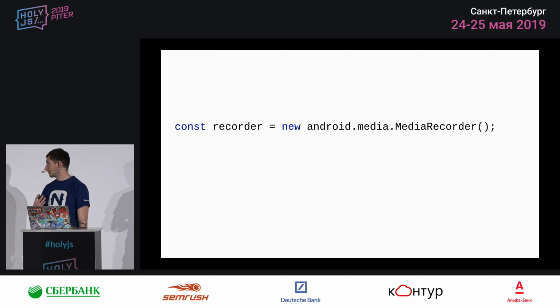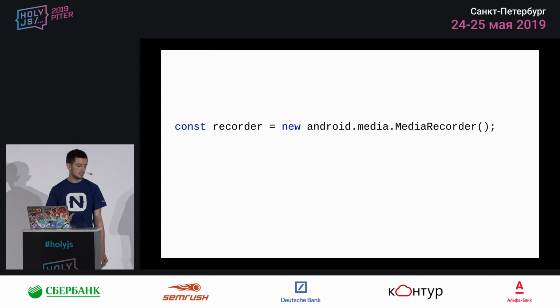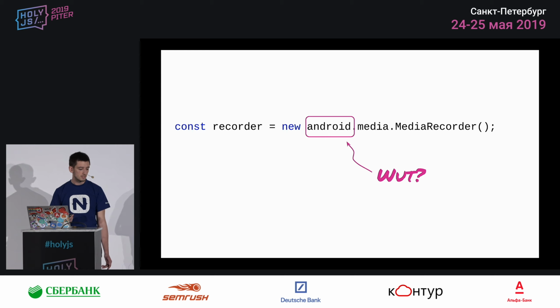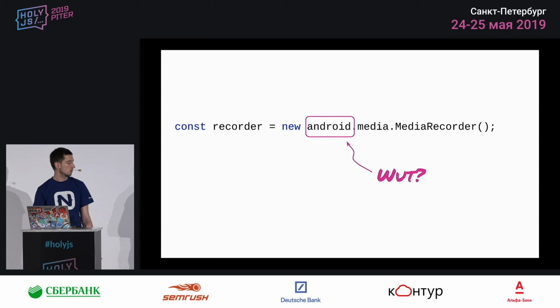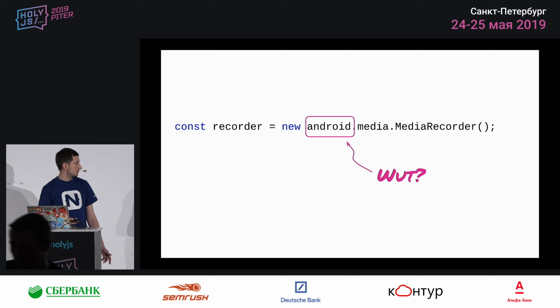We talked about that we can use native APIs, but let's take a look at an example. We see here that we're trying to create an instance of a media recorder class, but what are actually those Android media recorder words? Who declared them? What are those variables? We don't see them anywhere around the recorder variable. How can we use them?